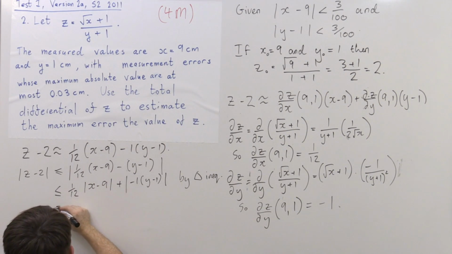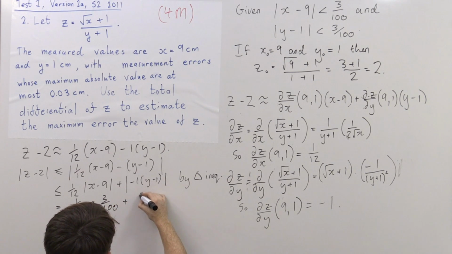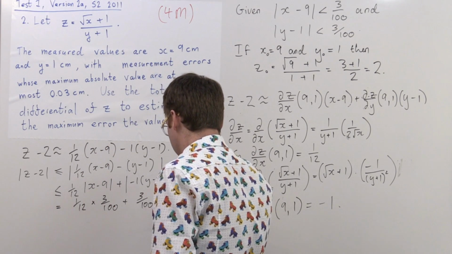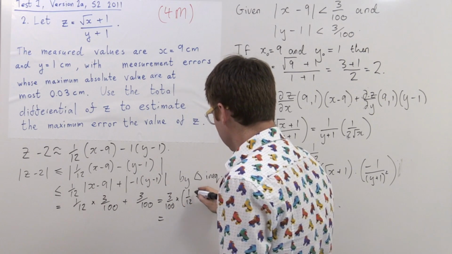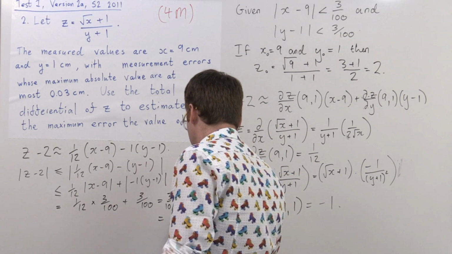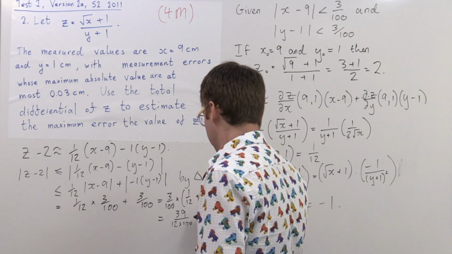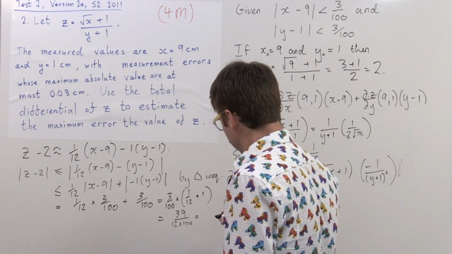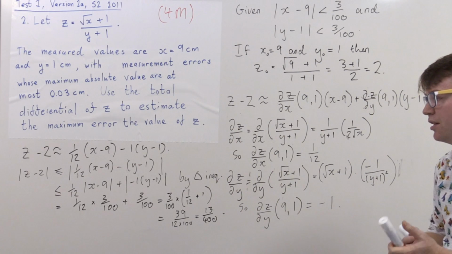So that's, well, I'll just write it out as 1/12 times 300 plus, which is equal to 3 on 100 times, which is, what is that, 39 over 12 times 100, which is, what's that? Which is 13 on 400.